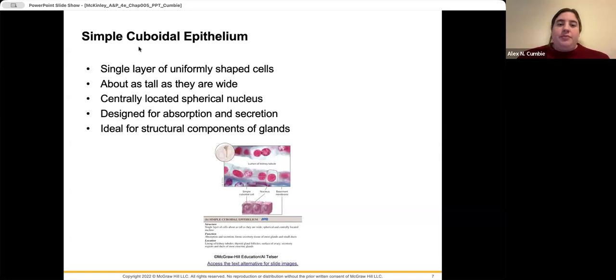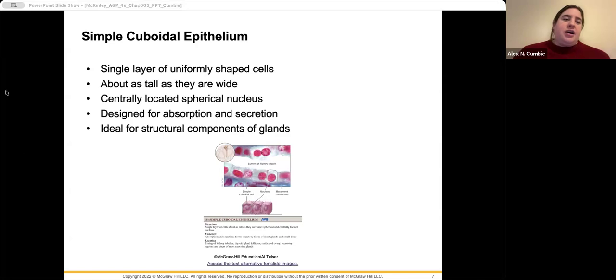For simple cuboidal, the main function for cuboidal cells as well as columnar cells is going to be absorption and secretion, especially since they line a lot of glandular tissue where we either absorb things or we secrete them out. You can see here, this is a gland within the kidney, and this is the lumen. This is where they might be absorbing things or dumping things out. And you can see that there's just this line of cuboidal cells. So, simple cuboidal.